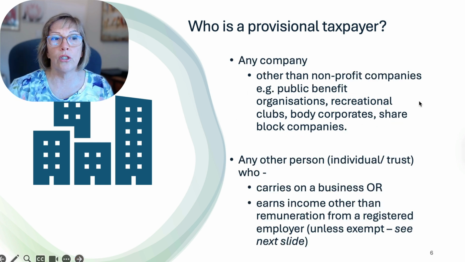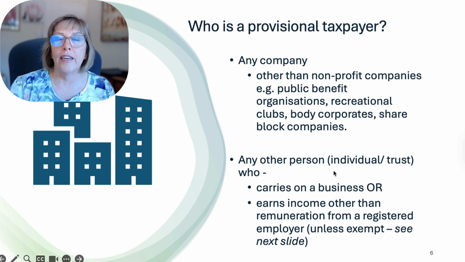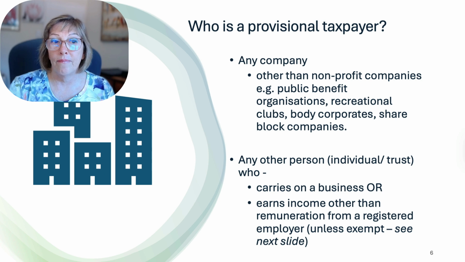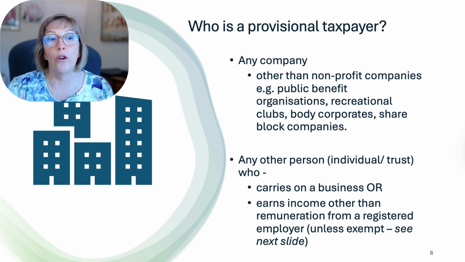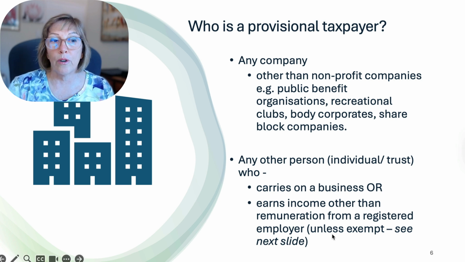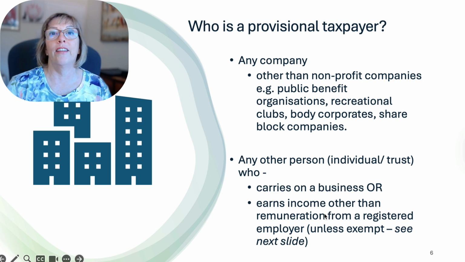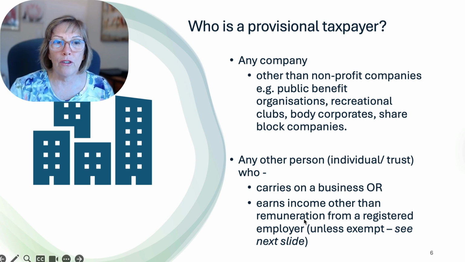And as far as individuals are concerned, or even trusts, well, then it gets a little more complex, all right? So as an individual, let's just focus on individuals for this video. If you carry on a business, your own business as a sole trader, then you're a provisional taxpayer. Or it can also be other people who don't necessarily carry on their own business, even people who are earning remuneration, earning a salary, if they earn other income, all right? If they earn income other than their remuneration from a registered employer.